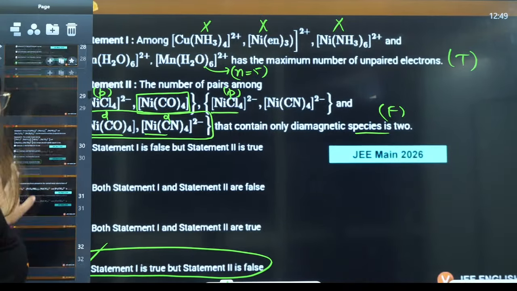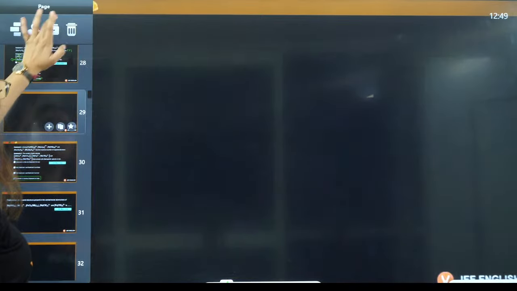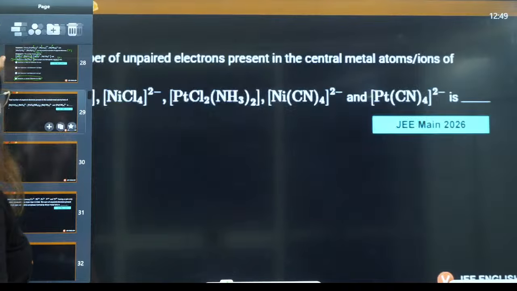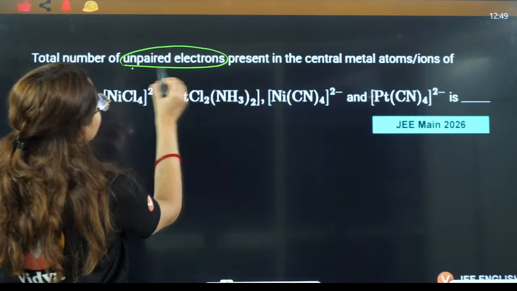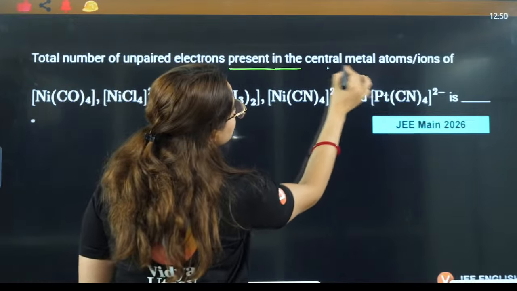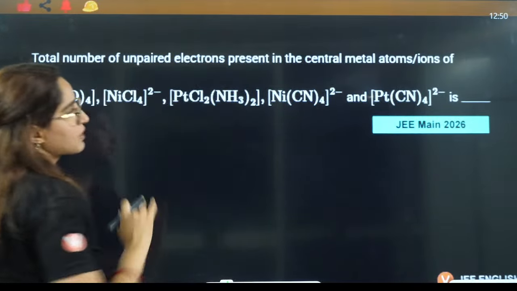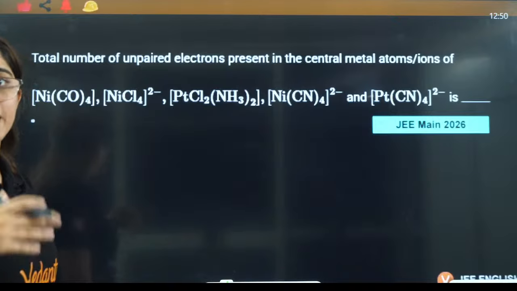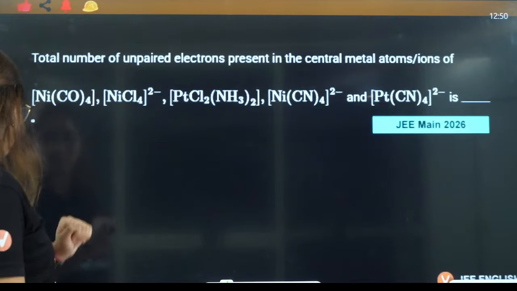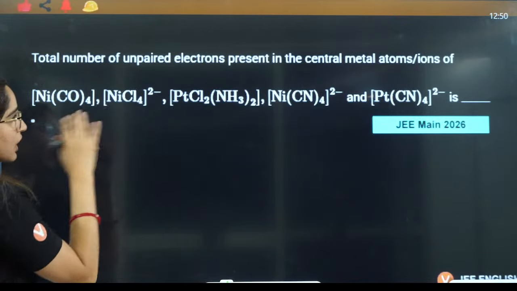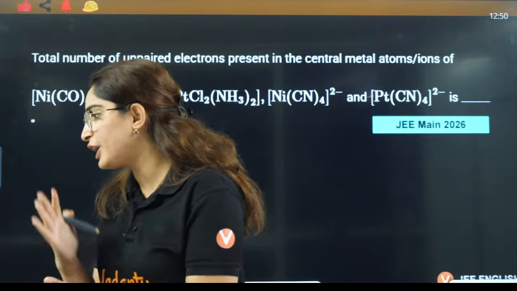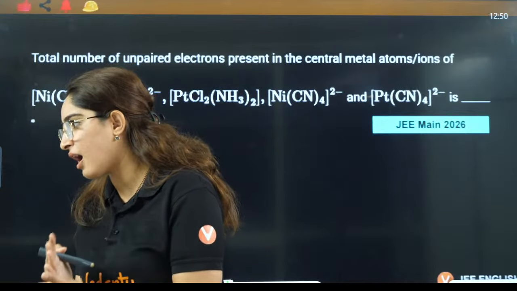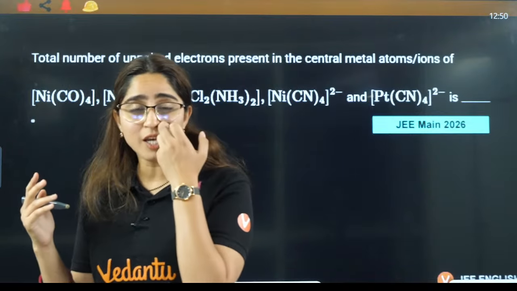Right? Same questions. Can you see that? Same questions are being repeated here. Again, JEE 2026: total number of unpaired electrons present in the central metal atom. Central metal atom, how many unpaired electrons are possible? Let's talk about this. Again, unpaired electrons. Can you see the variety of questions that they have asked in unpaired electron VBT?